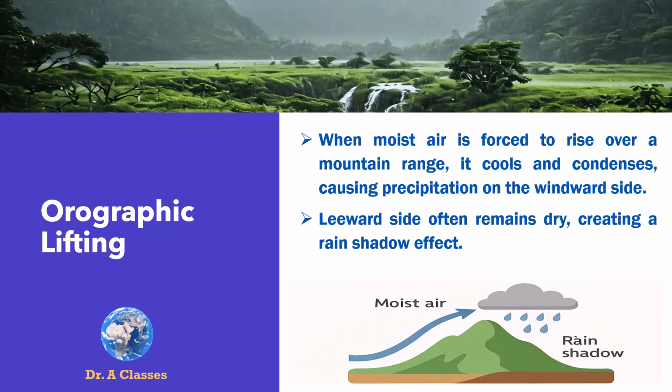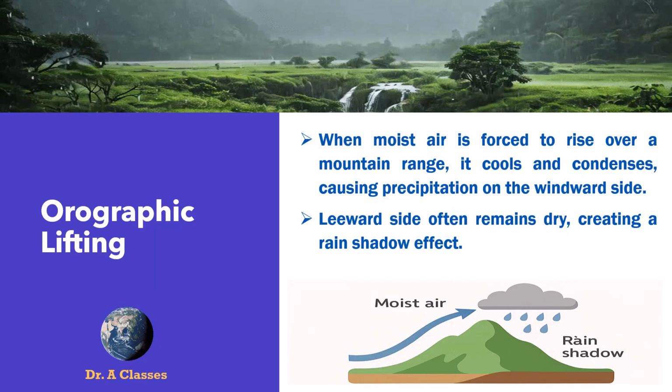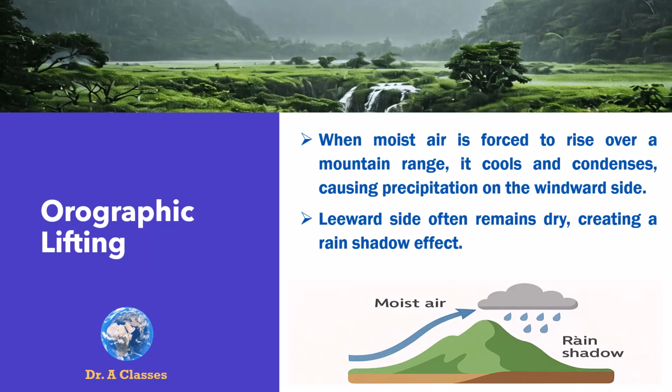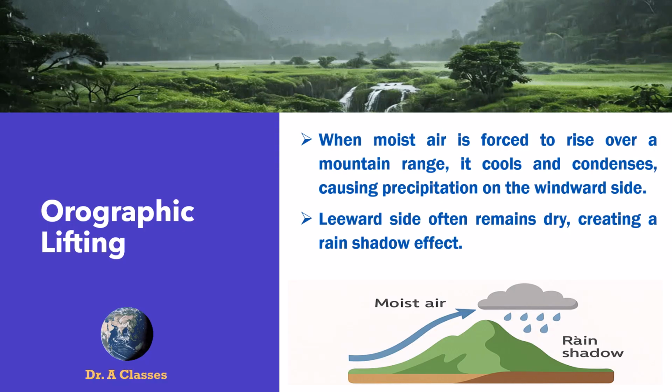Orographic lifting. When moist air is forced to rise over a mountain range, it cools and condenses, causing precipitation on the windward side. The leeward side often remains dry, creating a rain shadow effect. Example: in India, moist monsoon winds from the Arabian Sea rise over the Western Ghats, cooling down and causing heavy rainfall on the windward side.